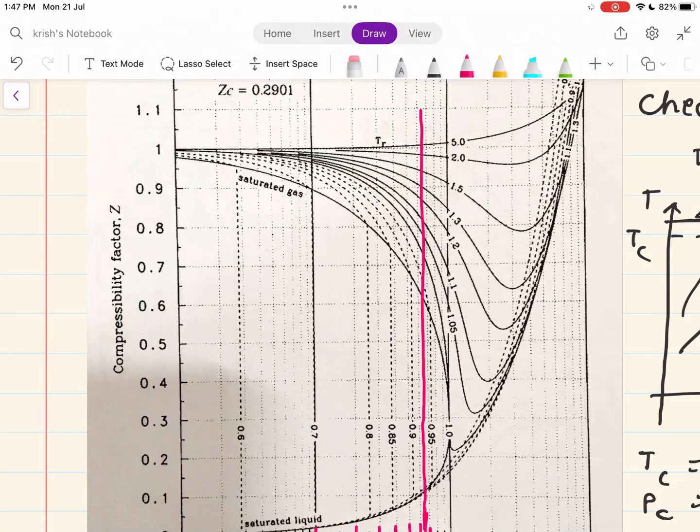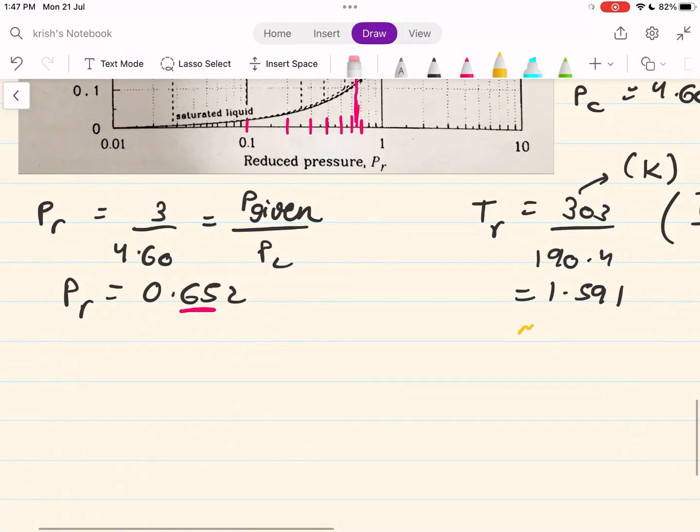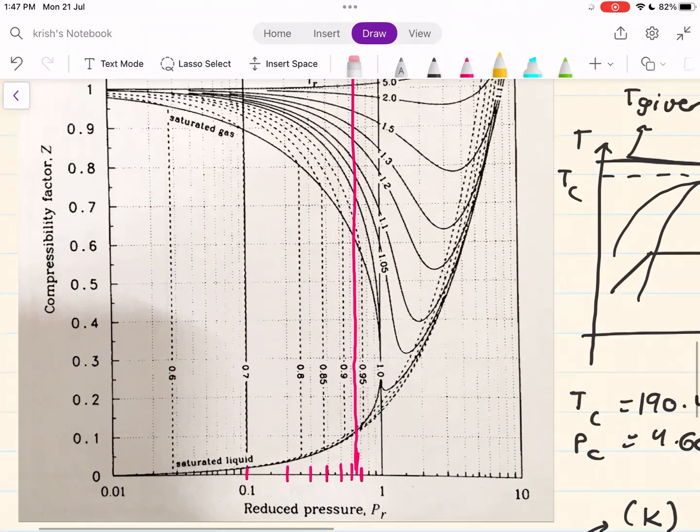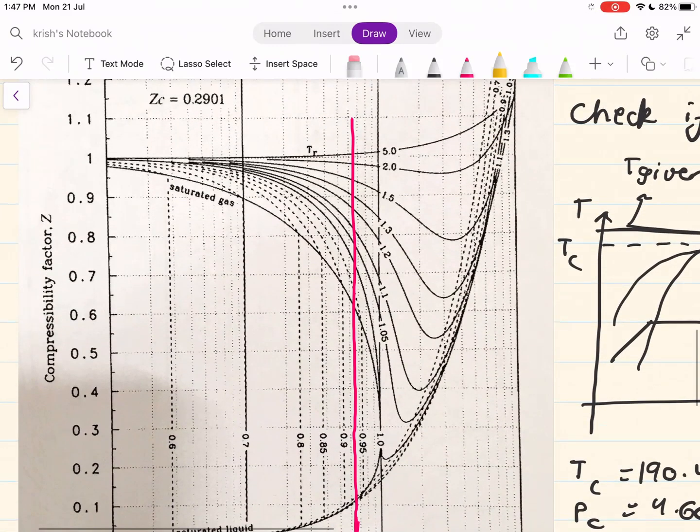Right, and now we will try to look at TR curves and which one of our TR curves we will use. Our TR came out to be 1.591, which is, we can say, 1.6. So if this is the 1.5 curve and the 1.3 curve is below this, then our 1.6 curve will go something like this. Again, a very rough estimate is required. So even if you draw some curves by hand, it's completely acceptable, right? Our 1.6 curve is something like this.